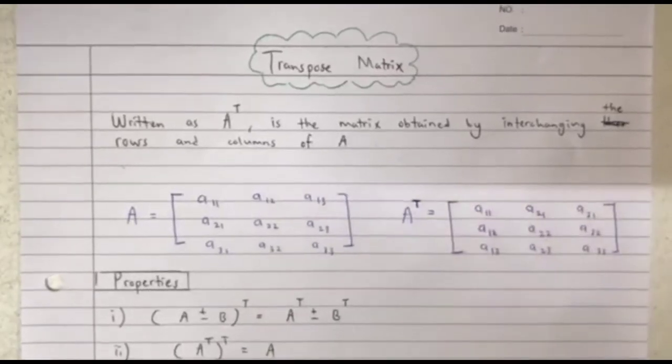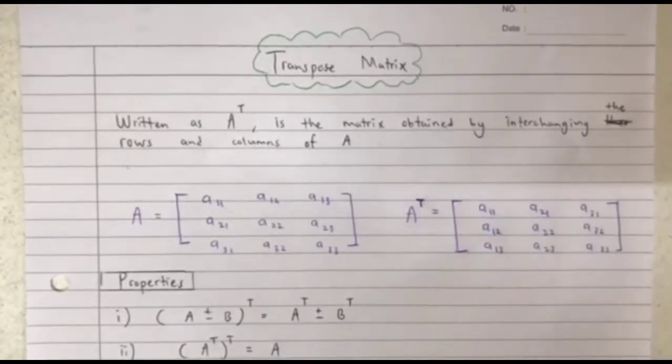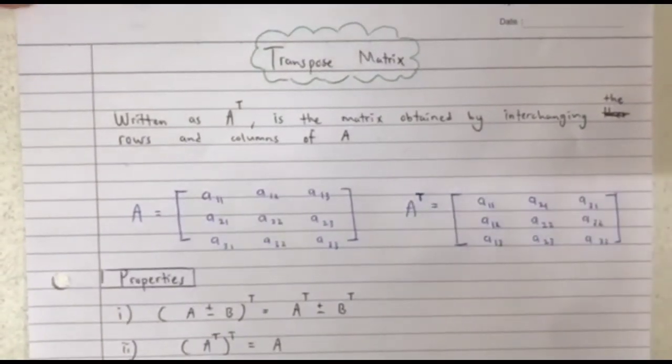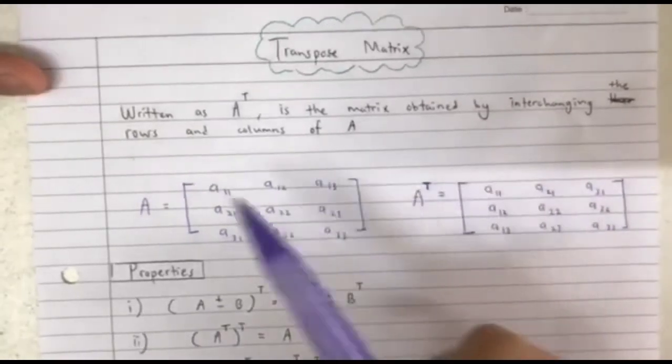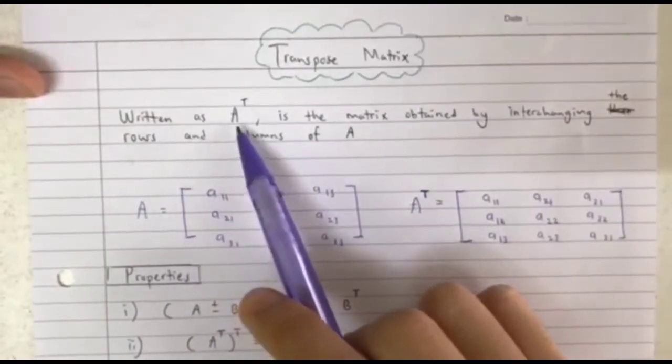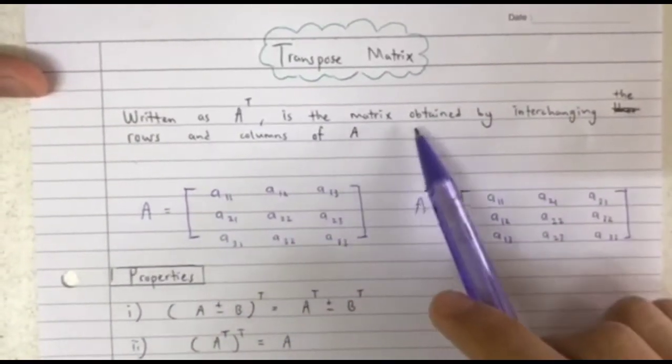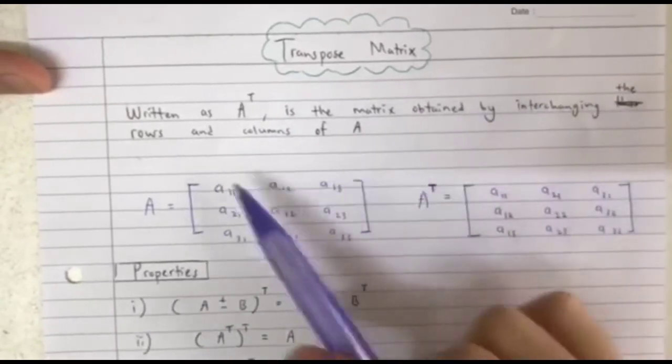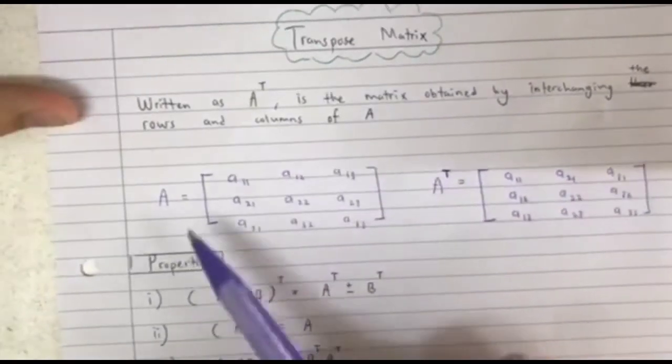Hello, I'm Hafiz. Today I'm going to tell you about transpose matrix. Transpose matrix, written as A transpose, is the matrix obtained by interchanging the rows and columns of A.